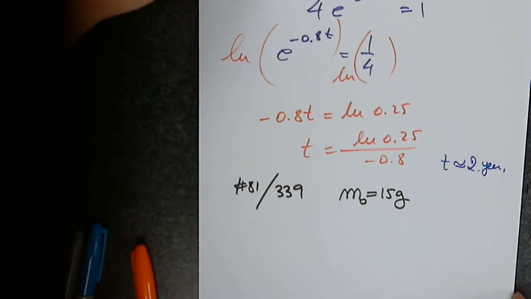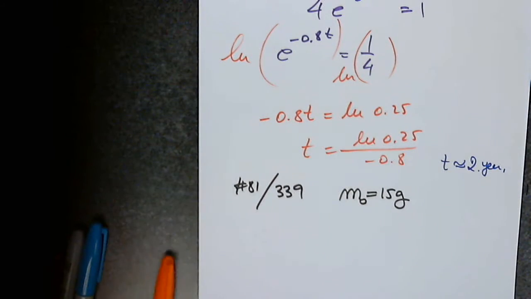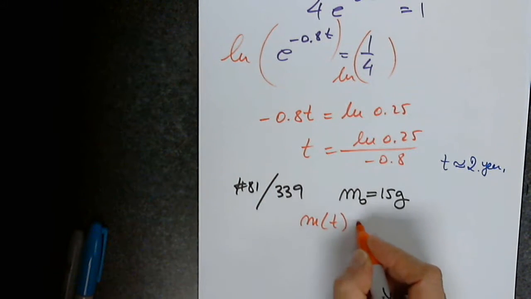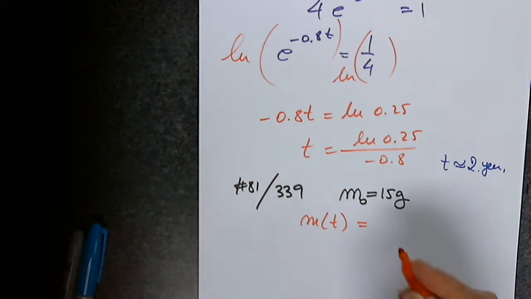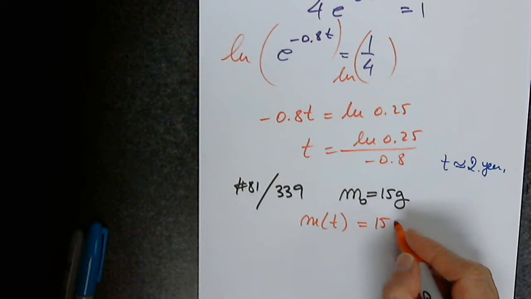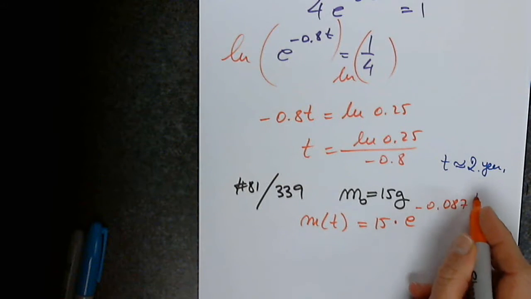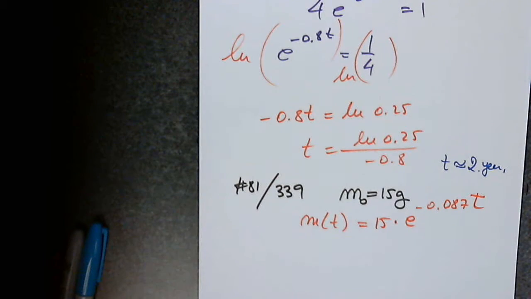We start with 15 grams. The mass decays in such a way that the mass remaining after t days is given by m of t, which is 15, the initial mass, times e to the negative 0.087t, where m of t is measured in grams. After how many days is there only 5 grams remaining?